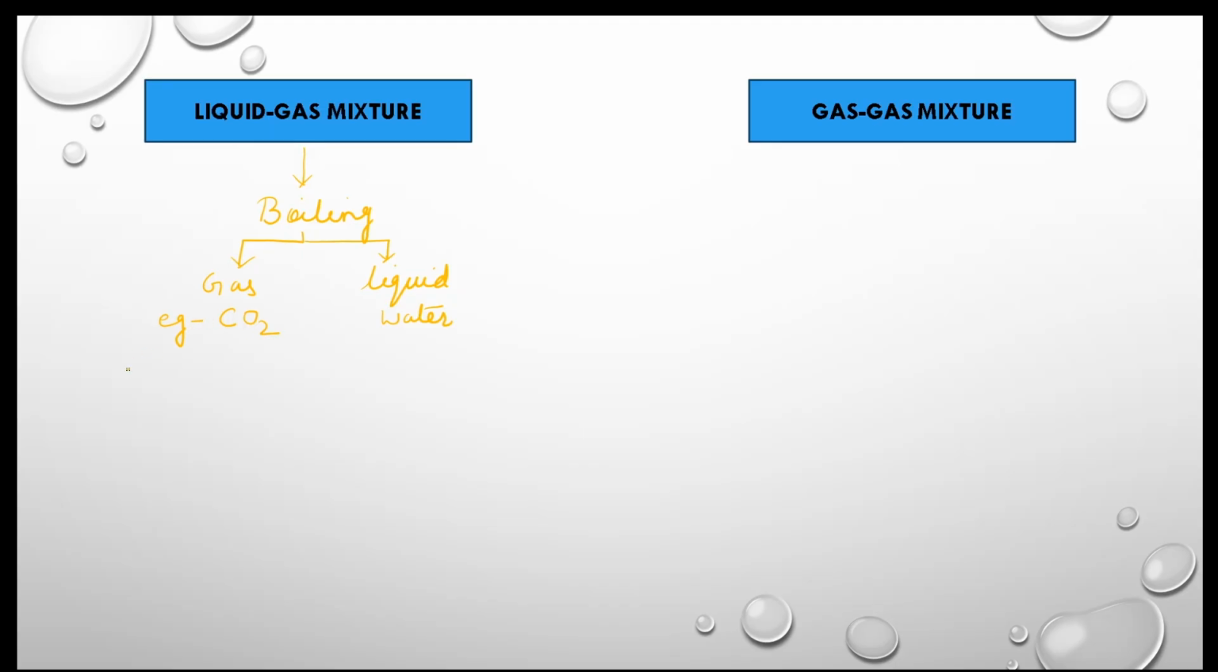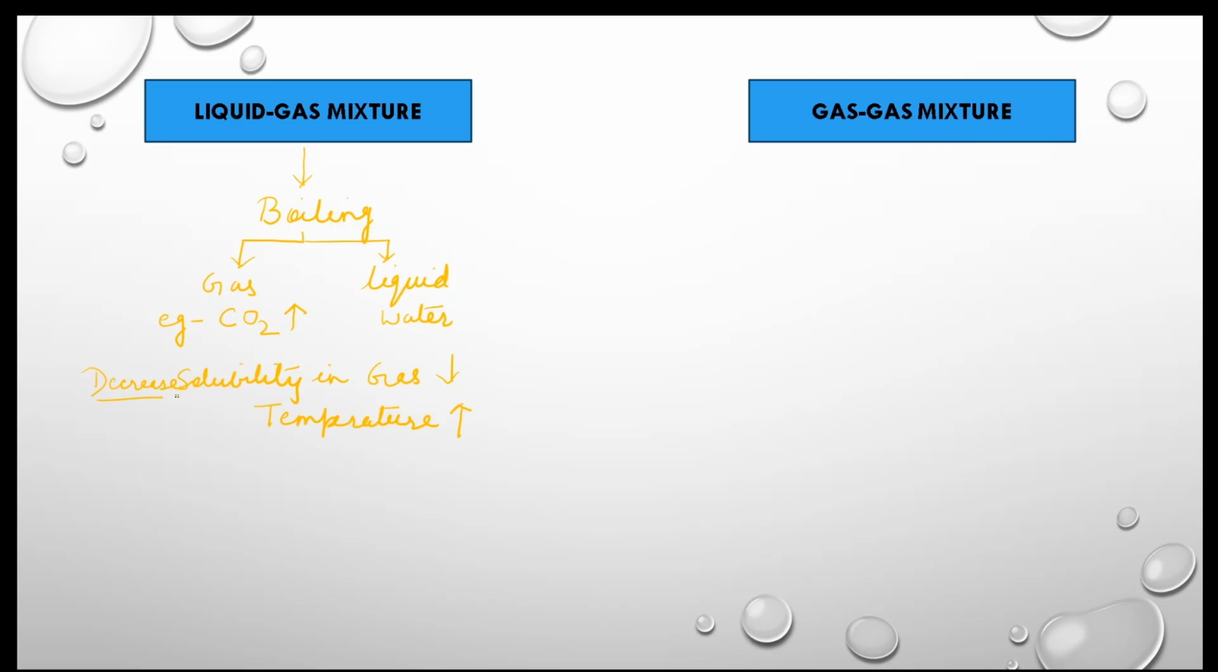And here the principle behind the separation is that there is a decrease in the solubility of gas. So why is there a decrease in the solubility of gas? Because we are increasing the temperature. As the temperature increases, the solubility of gas in a given solvent is going to decrease. That is why the CO2 gas on boiling will escape out and the water component will be left behind. So here the separation is based on the fact that there is a decrease in solubility.